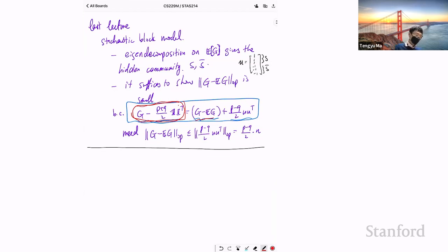How small it is, I didn't really formally do this, but essentially you need this perturbation to be much smaller than the signal. So you need a perturbation in operator norm much smaller than the rank 1 signal in operator norm. And you can compute the operator norm for the rank 1 signal very easily, which is something like (P minus Q) over 2 times N. So basically, we are trying to show the concentration. This is a concentration inequality because you are trying to prove that G concentrates around the expectation of G in spectral norm.